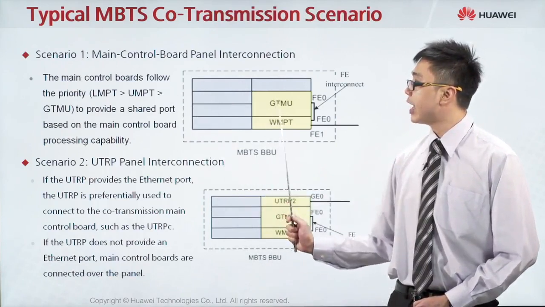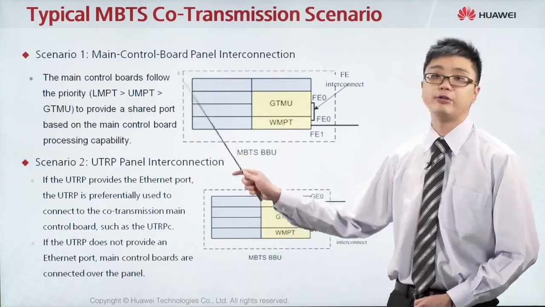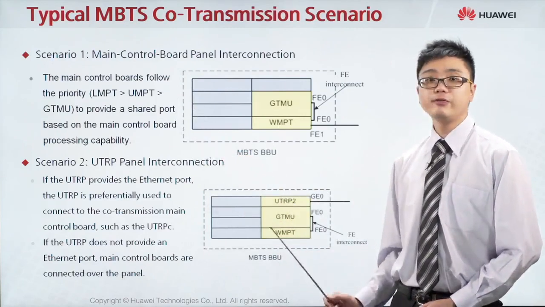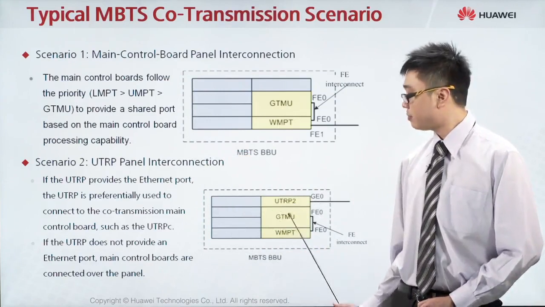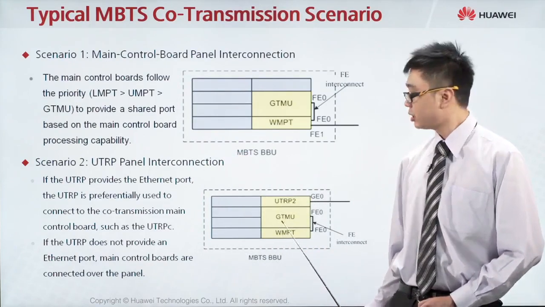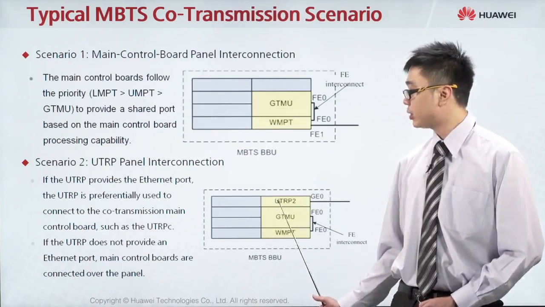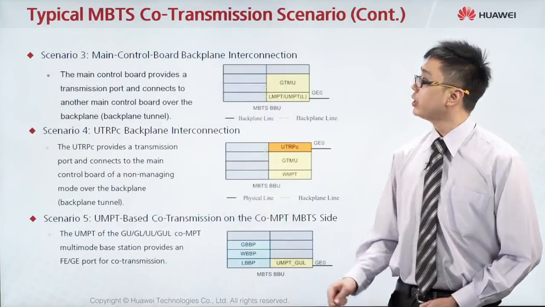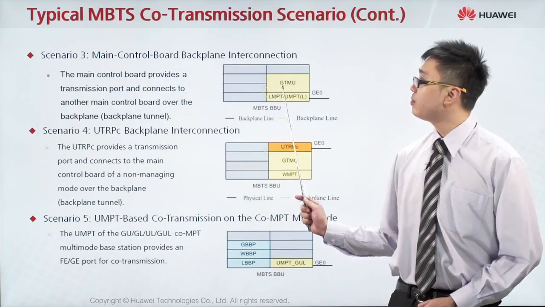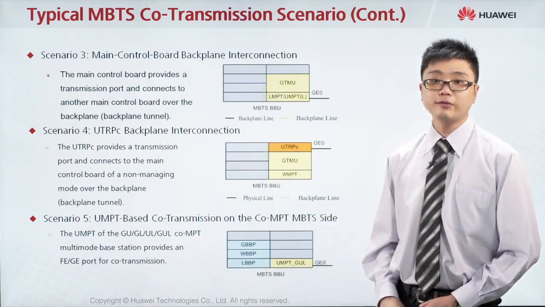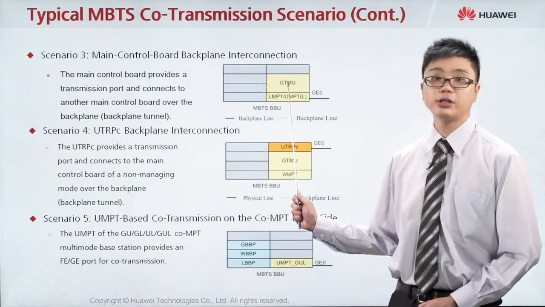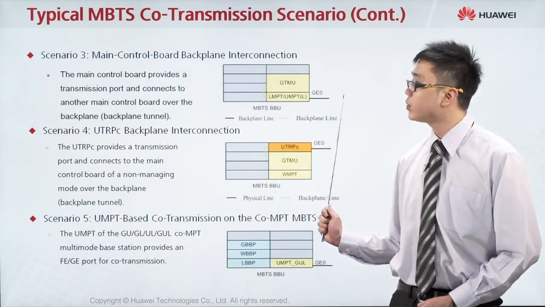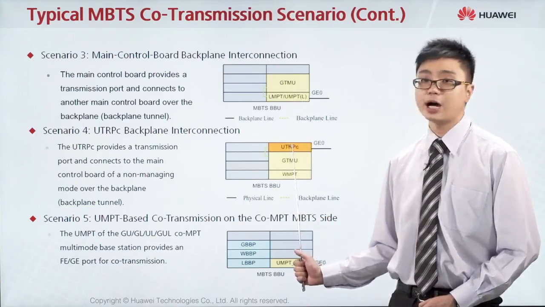Either you use the GTMU or WMPT board, which is the first scenario, or we have a second scenario in which you have the UTRP board. If you are using the UTRP board, the 2G and 3G connection, the signaling and data, is transmitted together using the UTRP board to the transmission equipment. And we have scenario 3 in which you are using the GTMU board and UMPT. In this case, the transmission for the signaling as well as the user plane is transmitted using the UMPT board. And this is called co-transmission, or you can use UTRP as well.